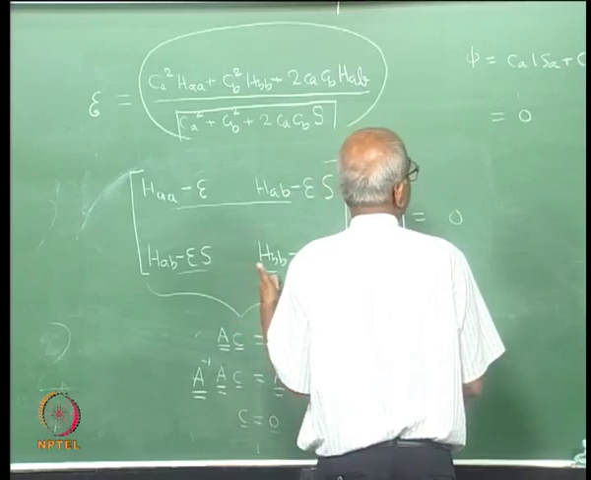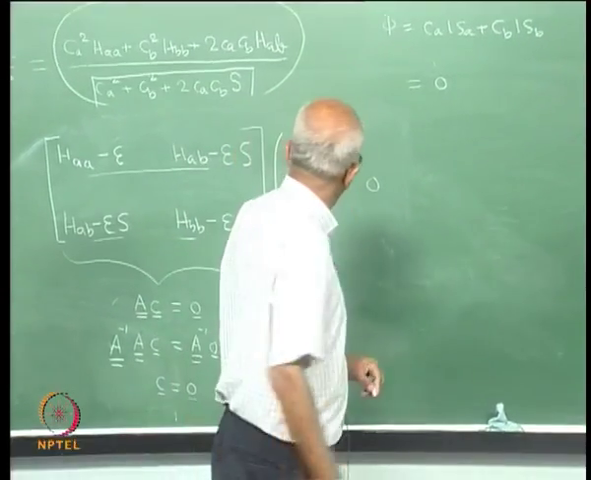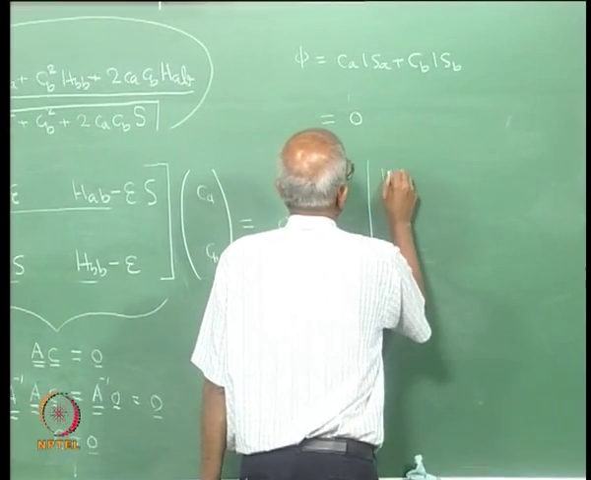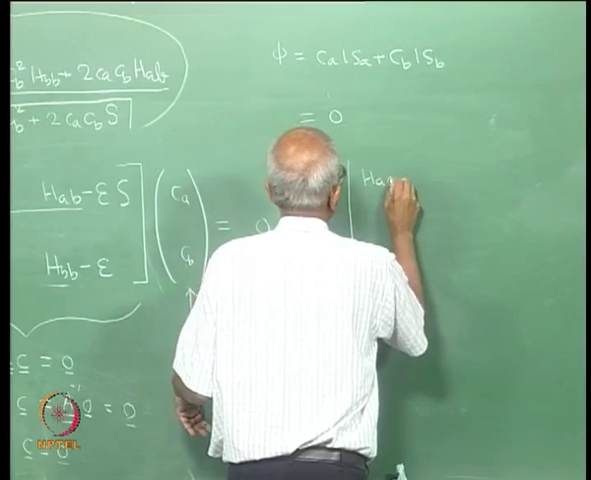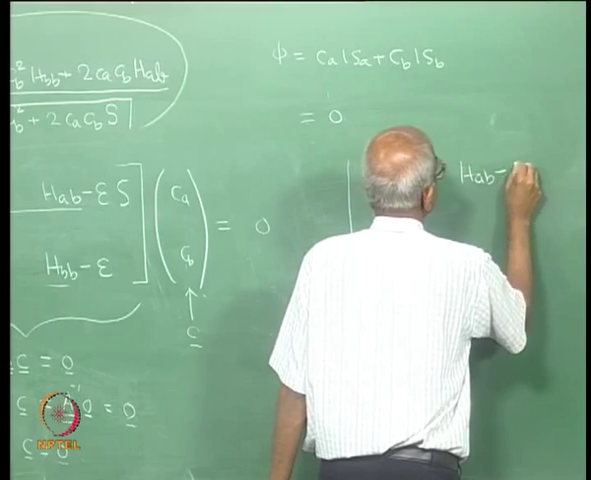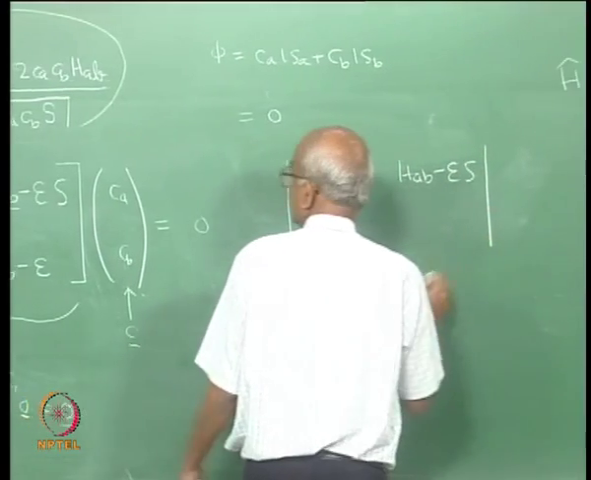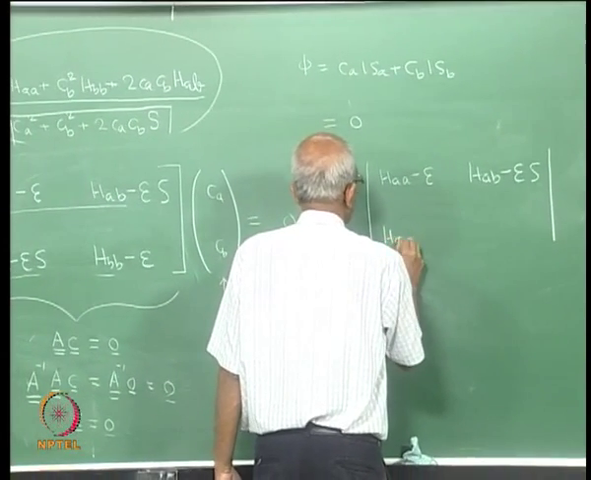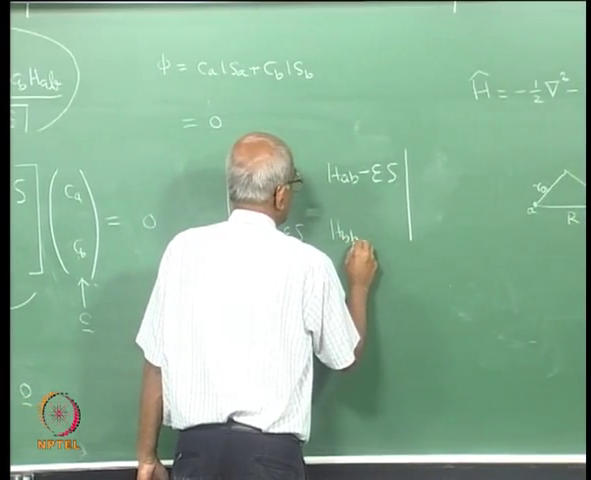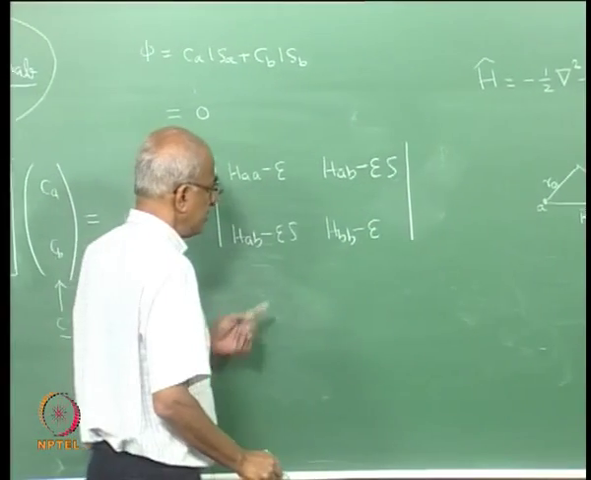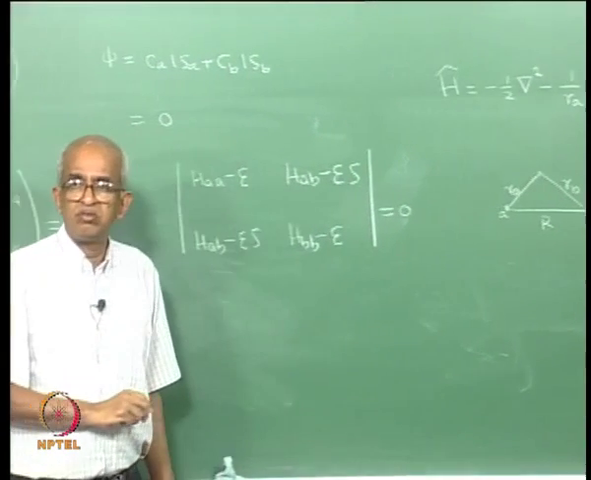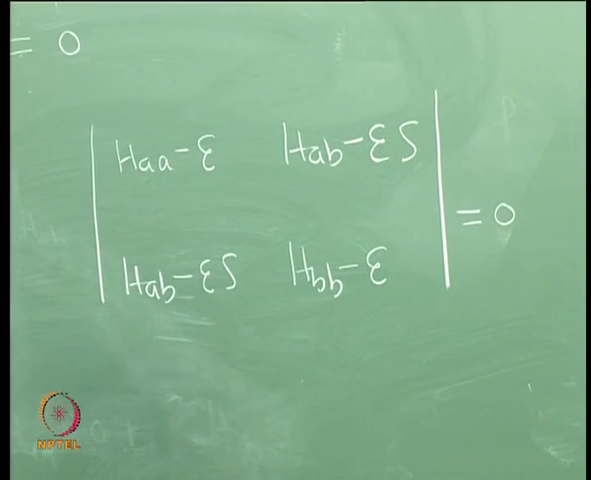So, let us take this determinant and put it equal to 0. So, what is the determinant? The determinant actually is the magnitude of the determinant of H A A minus E, H A B minus script T into S, H A B minus script T into S, H B B minus script T. This determinant must be equal to 0, right. Now, this is very nice.